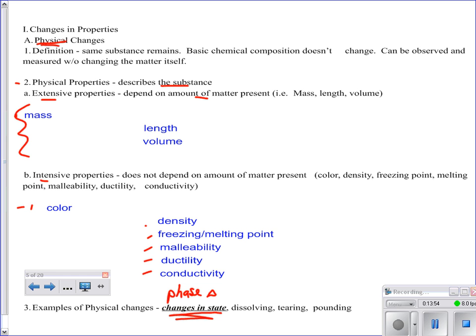change, same exact thing. So if I take solid H2O and I put it on my stovetop, I give it some heat and it turns into liquid H2O, and I give it some more heat and it turns into gaseous H2O. It is still H2O. So all that is a physical change. I haven't changed what it is. It's H2O. I've just changed it from being ice to liquid to steam. That one is commonly missed, as is dissolving.